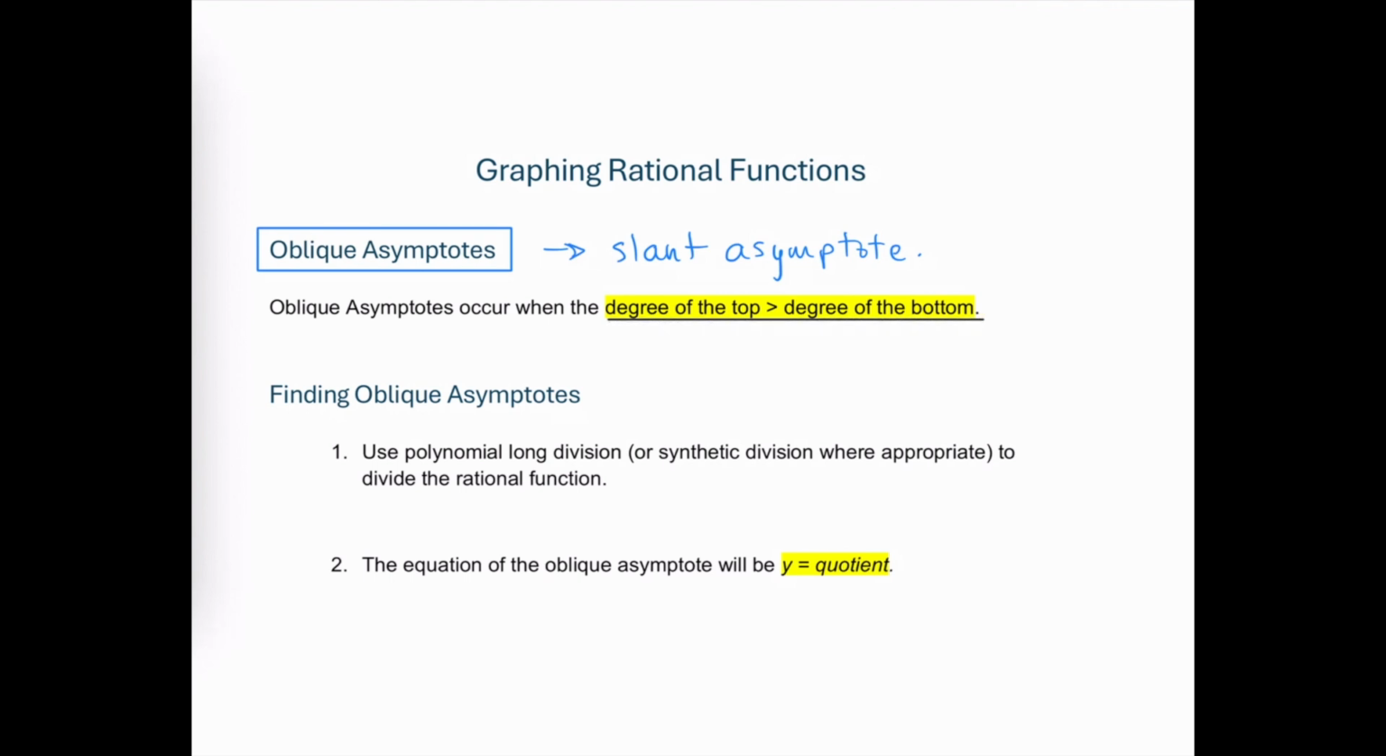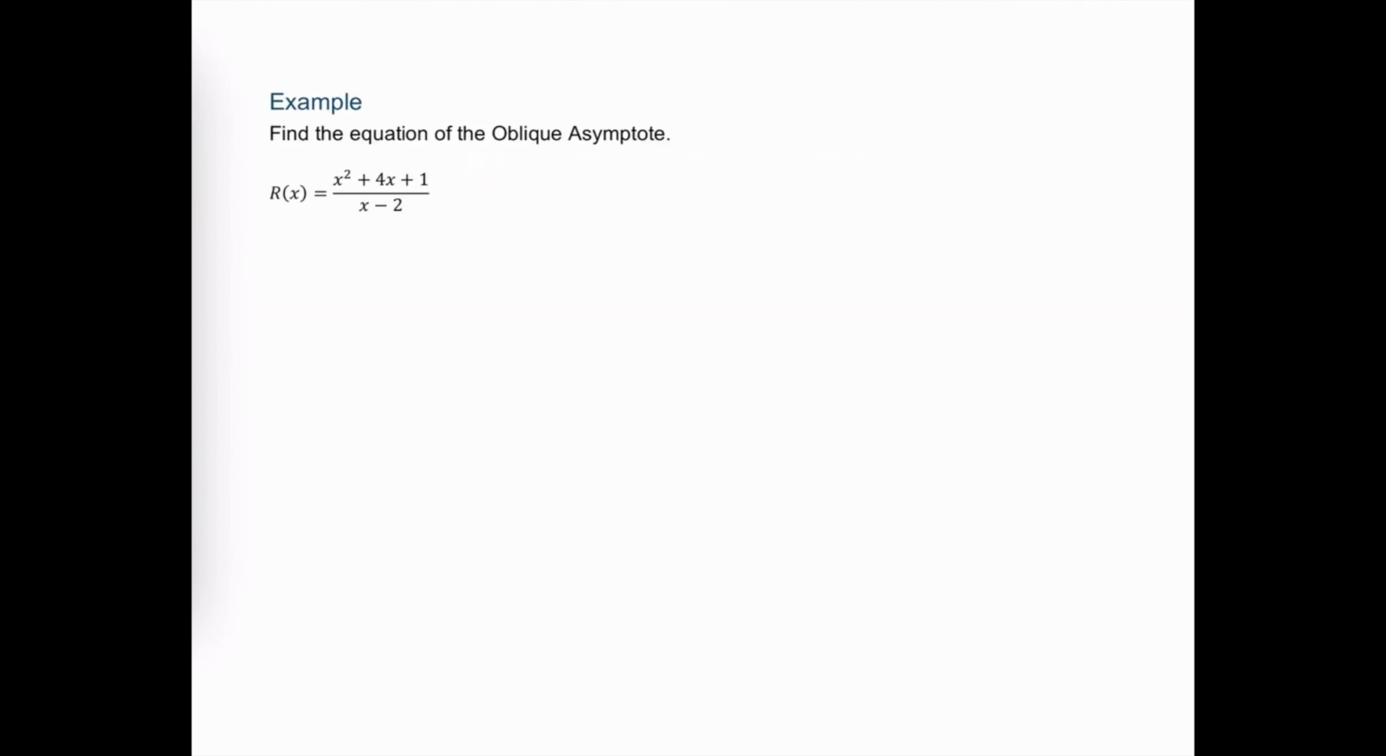the bottom. And if the degree of the top is bigger than the degree of the bottom, what we'll have is an improper rational function. In order to then find the equation of the oblique asymptote, we'll carry out that division using either polynomial long division or synthetic division. And then the oblique asymptote is going to be the equation y is equal to just the quotient. So let's look at an example.